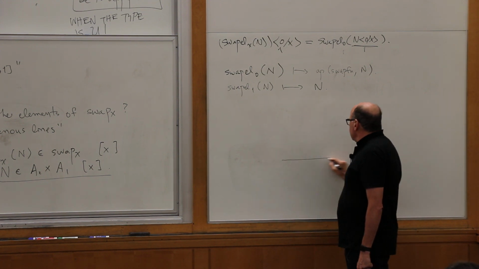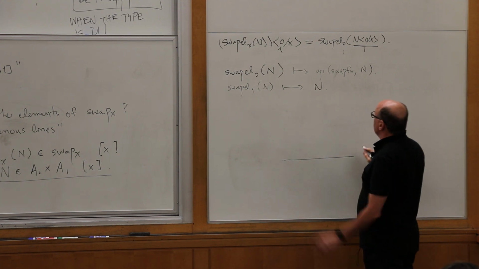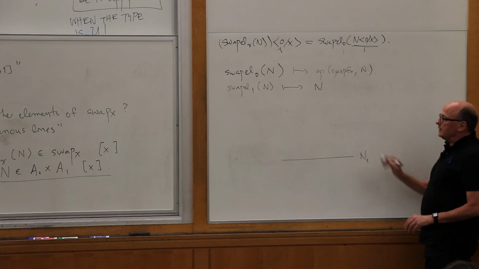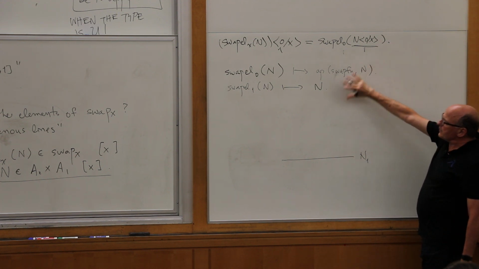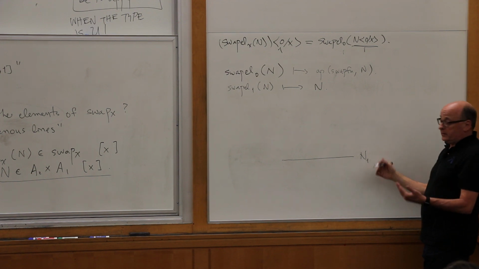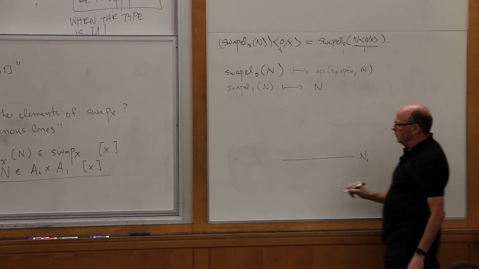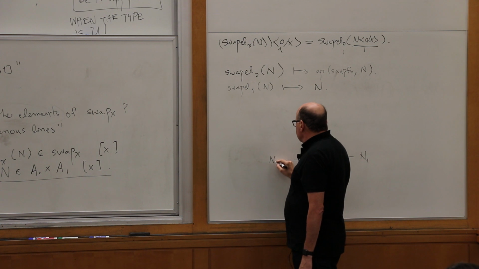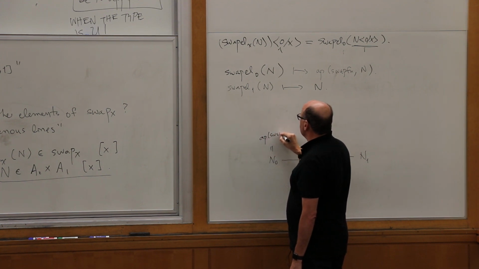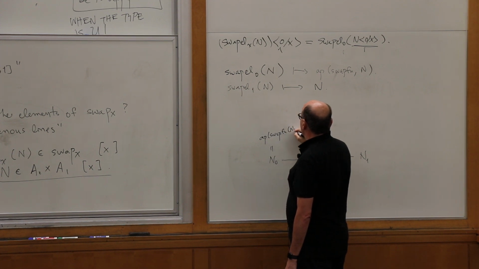The idea is that this will be thought of as a line whose right-hand side is n. If you want, I'll write it n sub 1 to emphasize that I'm supposed to think of this as starting with the swap line parameterized by X and specializing it. So let's call that n sub 1. And then the idea is here will be n sub 0, but this has to be the application of the swap function to n1.